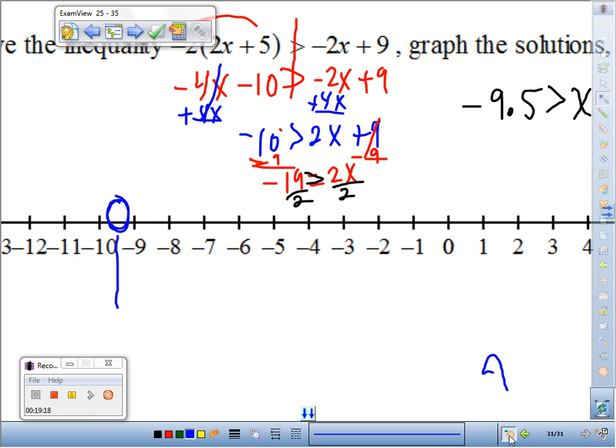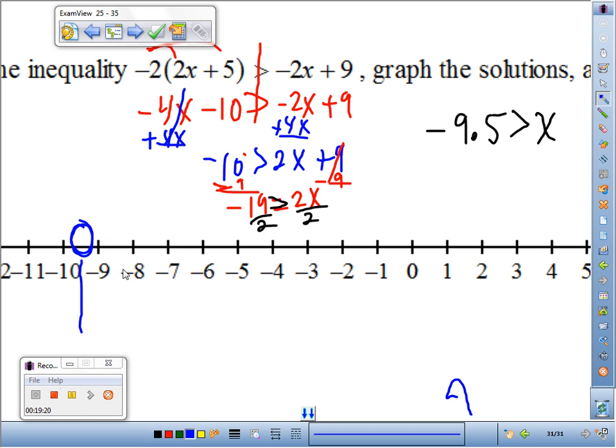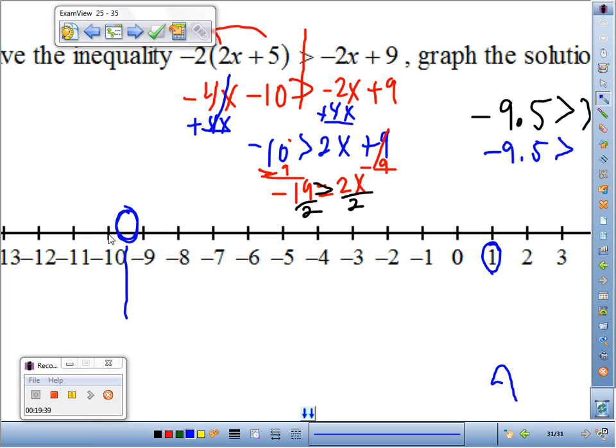And now, let's test a number to see what makes this true. I'm going to test a number from this side. I'm going to test 1. Is negative 9.5 greater than 1? No. If it doesn't work, that means it's not going to be shaded this way. Which way is it going to be shaded? The other way, that means our solutions are all the way to the left. Careful with these because of the graphing. It's going to make you think about the direction. Everybody there so far?